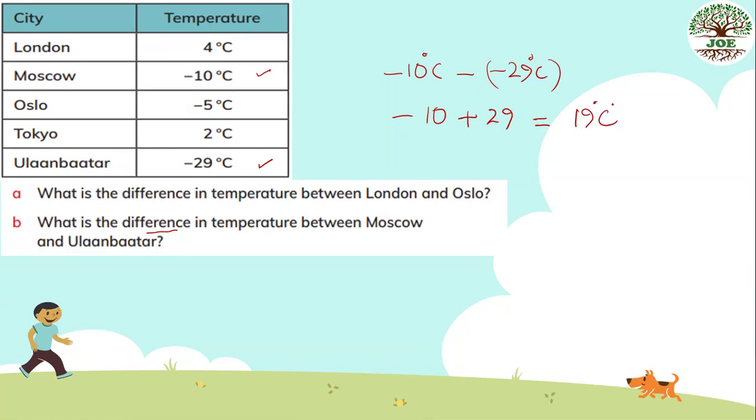19 degrees Celsius. So on the number line, here is 0, here is -10, and here is -29. The difference between them is 29 minus 10, which is 19. We don't need to put a negative sign. The difference between them is 19 degrees Celsius only. Okay.